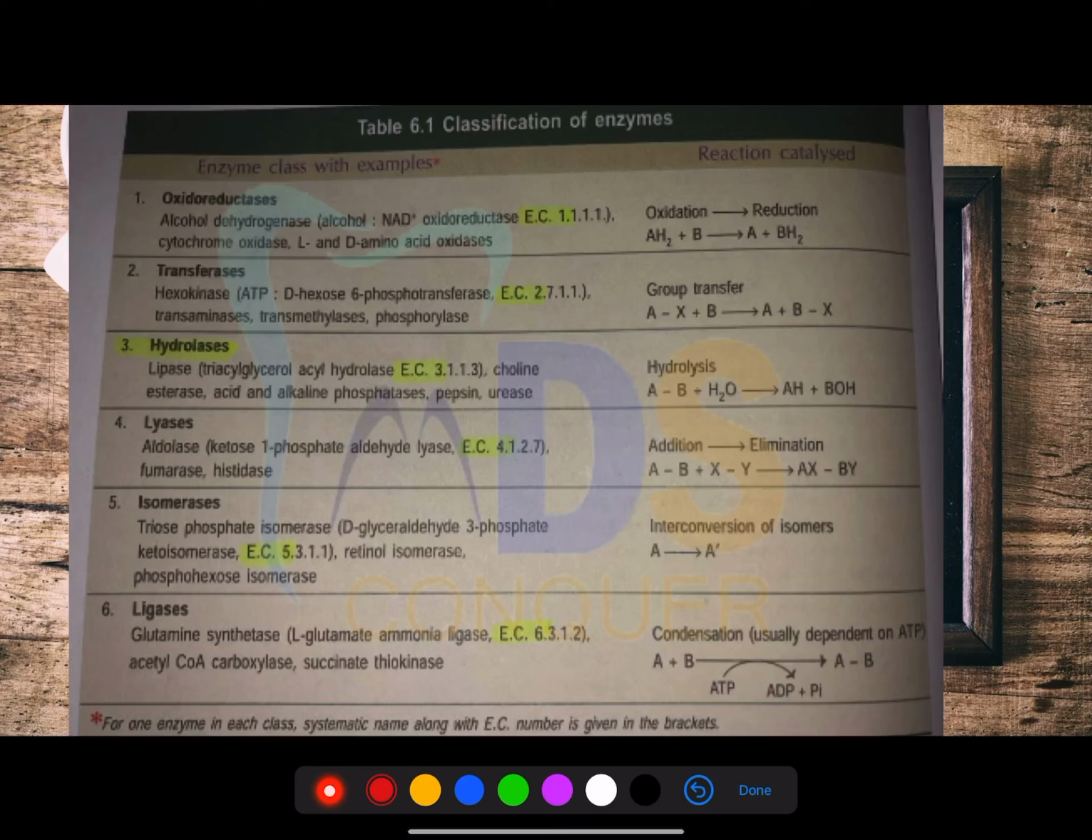Then we go to the classification of enzymes. I hope most of you are familiar with this classification. Make a note about the order. The sequence is very important: O, T, H, L, I, L. Okay, the sequence is very important.